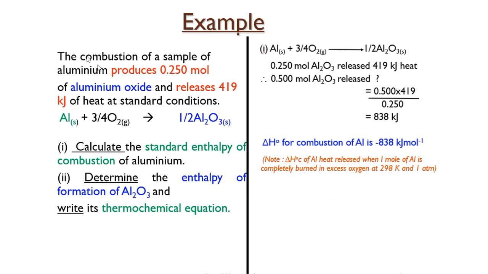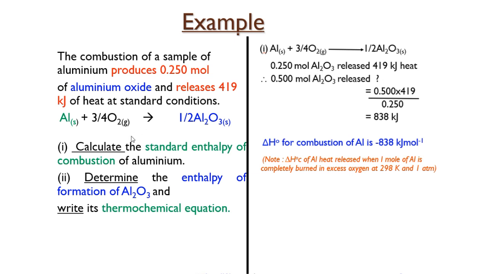Let's look at one example under this topic. The combustion of a sample of aluminium produced 0.25 mole of aluminium oxide and released 419 kilojoule of heat at standard condition. Meaning that we have to write an equation which is under enthalpy of combustion. So 1 mole of aluminium reacts with excess oxygen and then forms half mole of aluminium oxide. Over here, 0.25 mole of aluminium oxide is produced with 419 kilojoule.